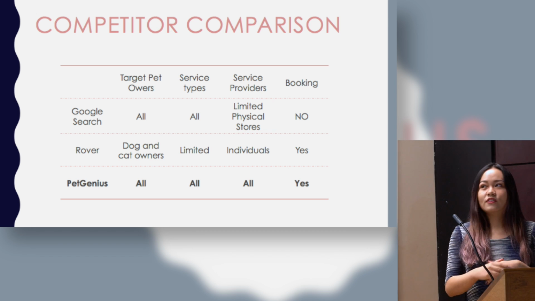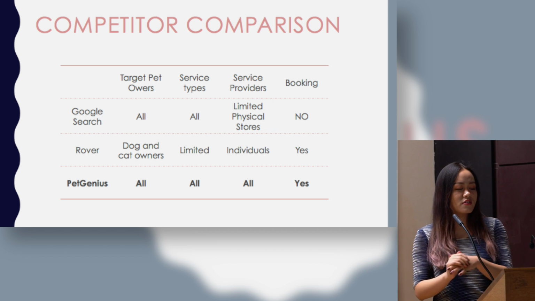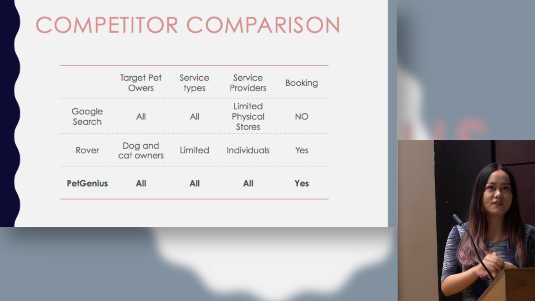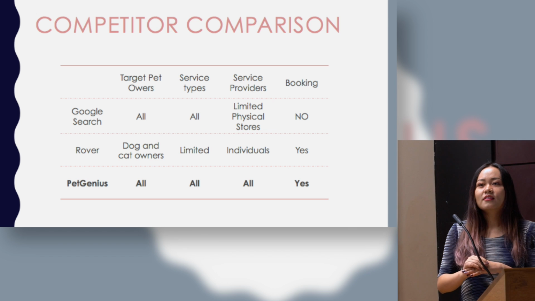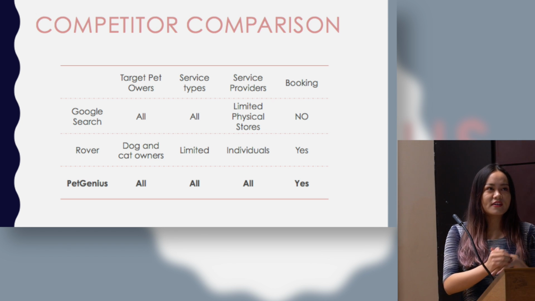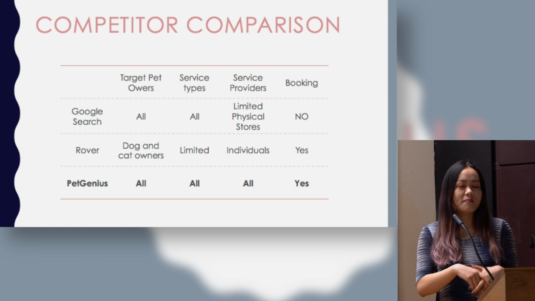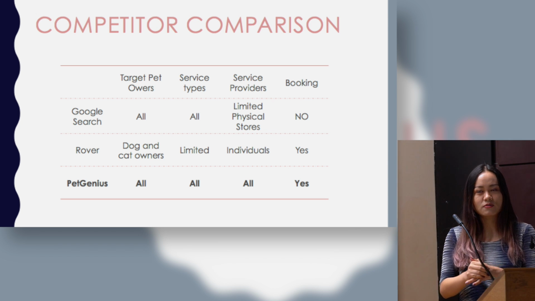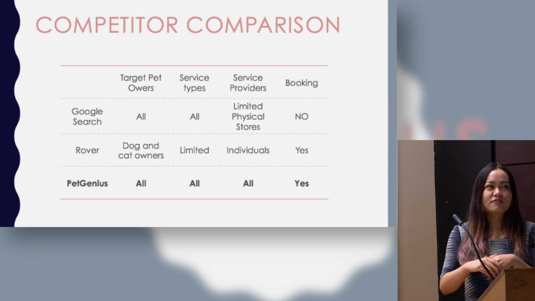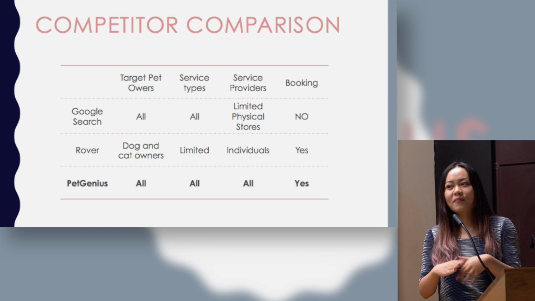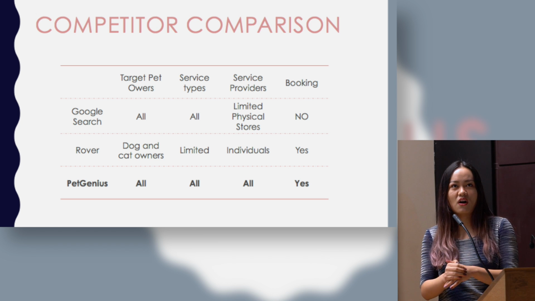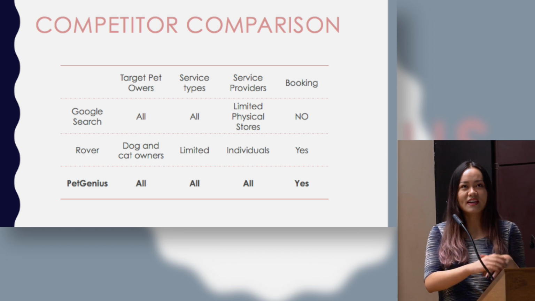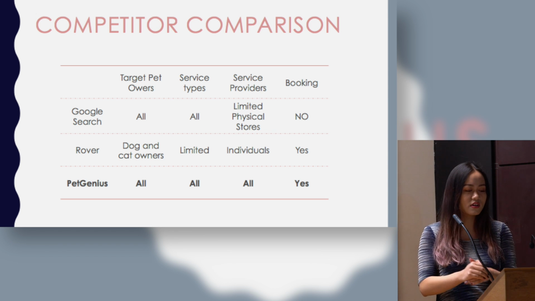Google Search and Rover. Compared with Google Search, Pet Genius is way more professional and convenient in the field of pets. And we also focus on not just pet-certificated pet service centers. We also cover those individuals and families who work on pets as a part-time job. Those smaller scale pet services usually cannot be accessed through Google search.